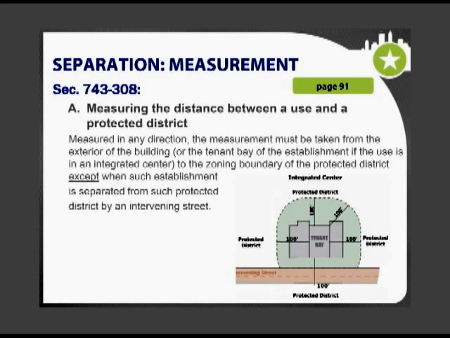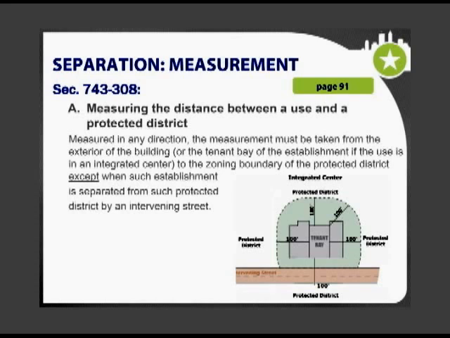The first thing that we've done is we've made it so that where you start from is the same. Because right now under the old ordinance, sometimes you started from the property boundary, sometimes you started from the building, sometimes it varied. We're doing all the separation measurements the same. They go from the building, and if it's in an integrated center, it's the walls of that integrated center bay. And that's where you start your measurement, and then you go out the requisite number of feet.